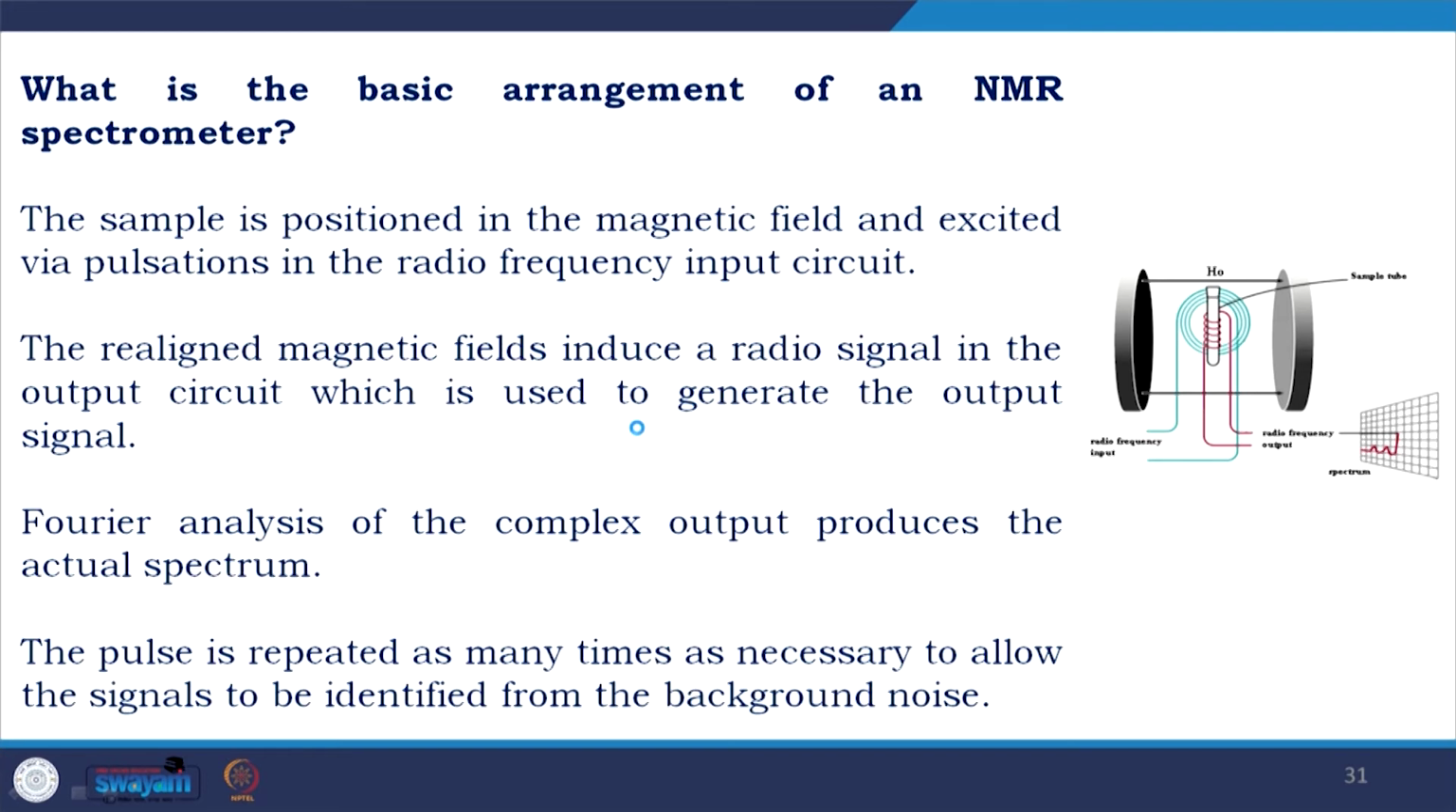The pulse is repeated as many times as necessary to allow the signals to be identified from the background noise. If you use more pulses, your signal would be enhanced and your signal-to-noise ratio would be improved. That is good for getting better data.